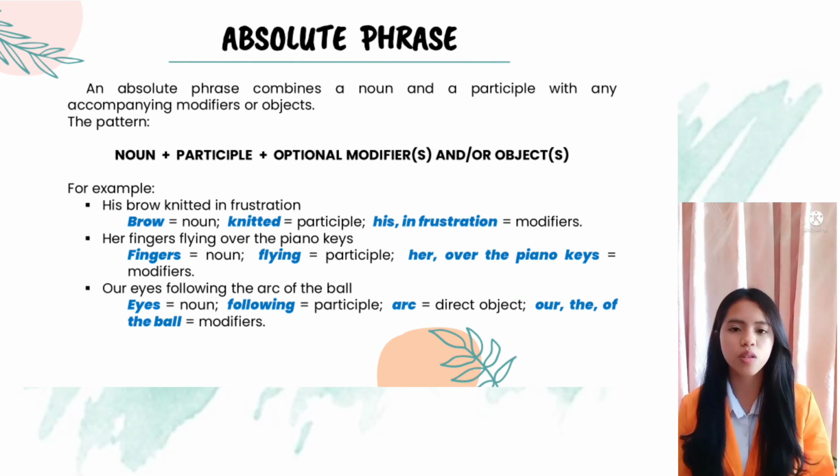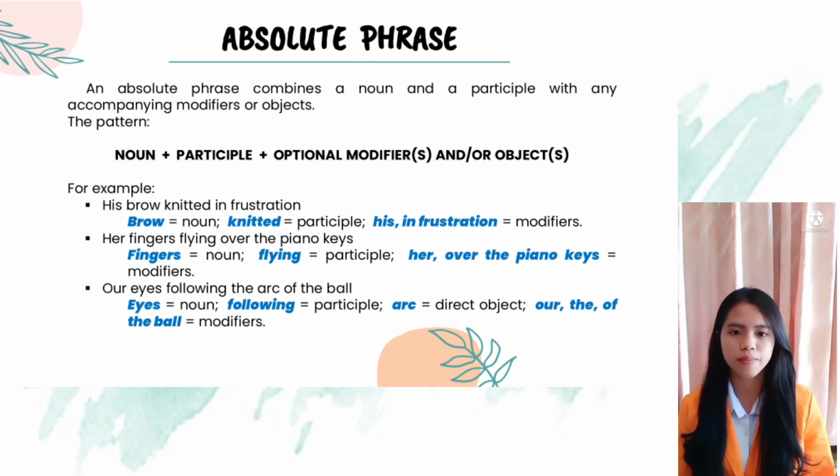Absolute phrase. An absolute phrase combines a noun and a participle with any accompanying modifiers or objects. The pattern: noun plus participle plus optional modifier(s) and/or object(s). For example, his brow knitted in frustration. Brow equals noun, knitted equals participle, his and in frustration equal modifiers.